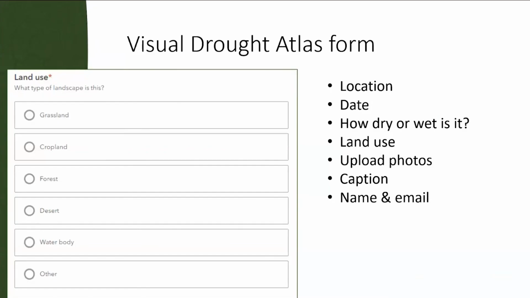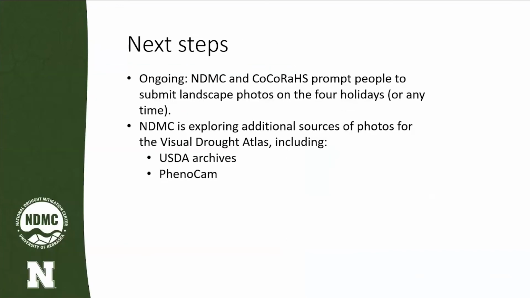And this is what the land use question looks like. It's the only question, other than how dry or wet is it and the location and the date, that the Visual Drought Atlas observers fill in. They don't have all of the impacts checklist. So ongoing, the Drought Center and CoCoRaHS continue to work together to prompt people to submit landscape photos on the four main holidays. And the Drought Center is exploring additional sources of photos for the Visual Drought Atlas, including USDA archives and PhenoCam.